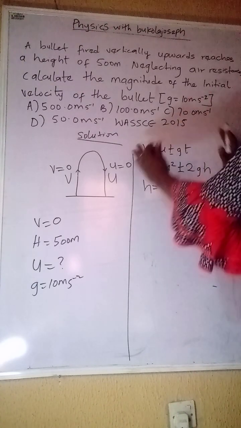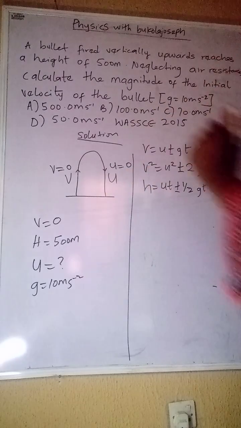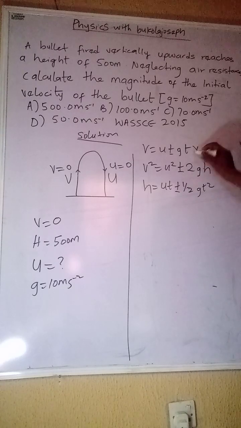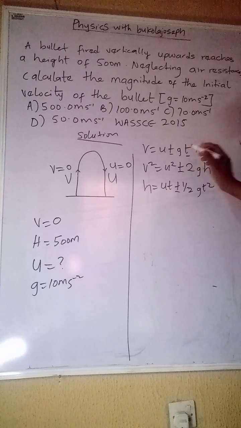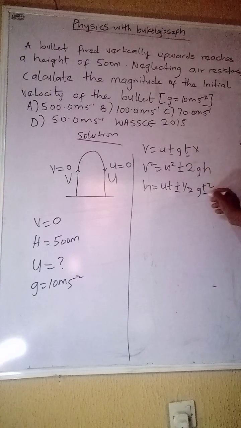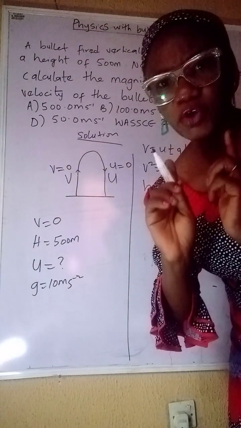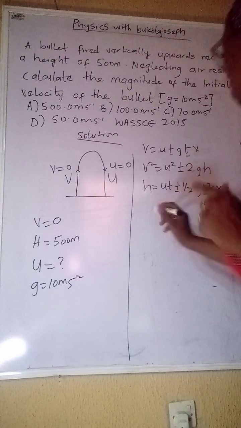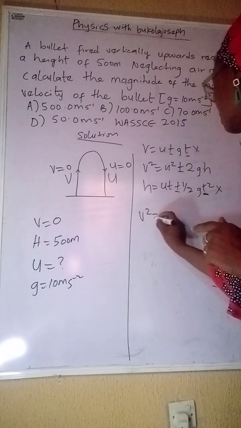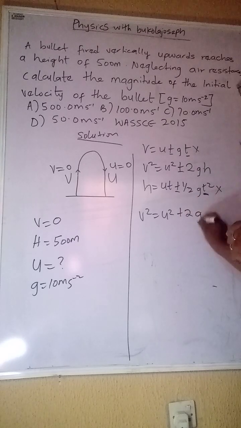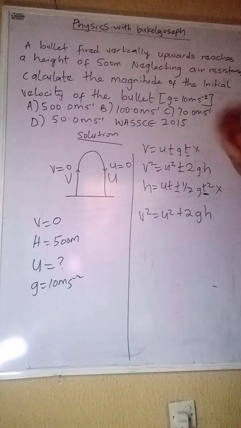So which of these equations is suitable for the problem on the board? We can't use this one because we don't have time. We're not given time, and it's the same for this equation. So the most appropriate equation to use is V squared is equal to U squared plus 2gh. It's up, so it's positive.